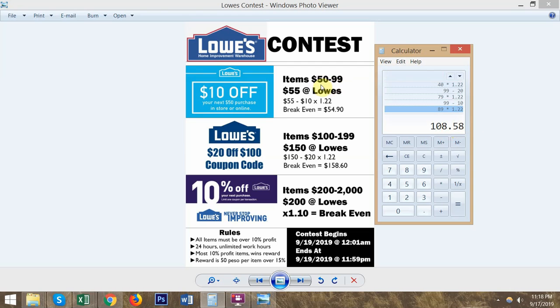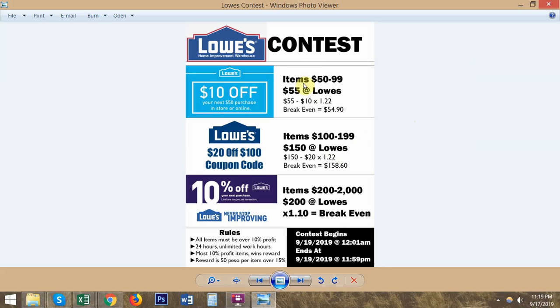So again, for the math below $200, we don't multiply by a percentage, we have to account for the coupon. So if it's $180, we do minus 20 times 1.22, and we get 195. Whereas if we did 180 times 1.1, we get 198, which is a $3 difference. So that difference does matter, and this is what you need to keep in mind when you're doing the math.